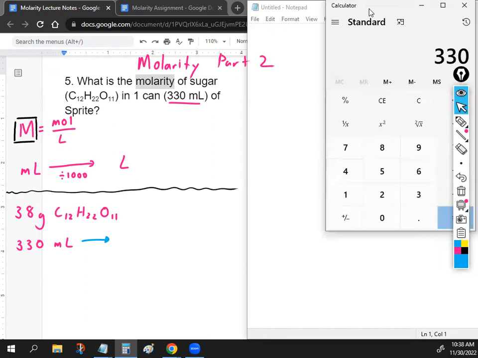Okay, so for your calculations, you should have done 330 divided by 1,000, and that will give you an answer of 0.33. So 330 milliliters is equal to 0.33 liters. Okay, so for the problems, make sure that if you ever see milliliters, the first thing you want to do is turn it into liters.